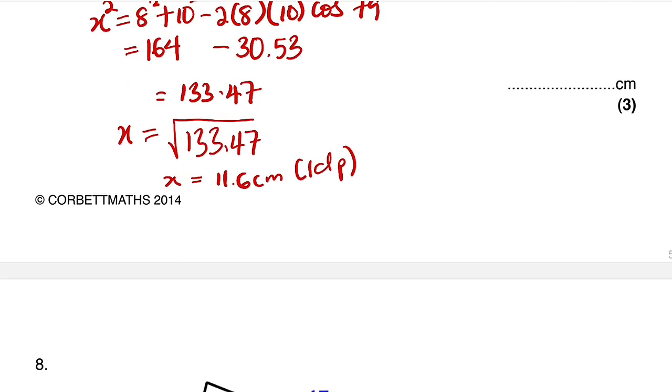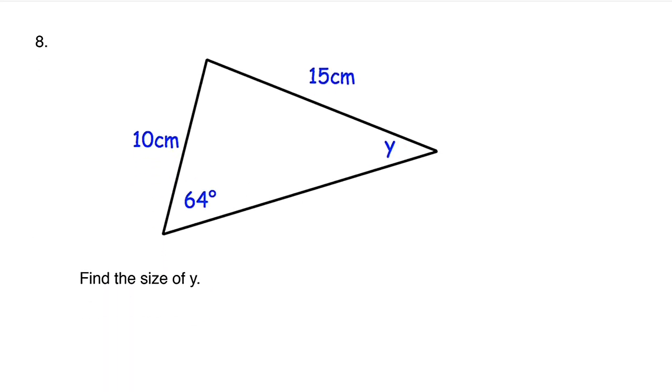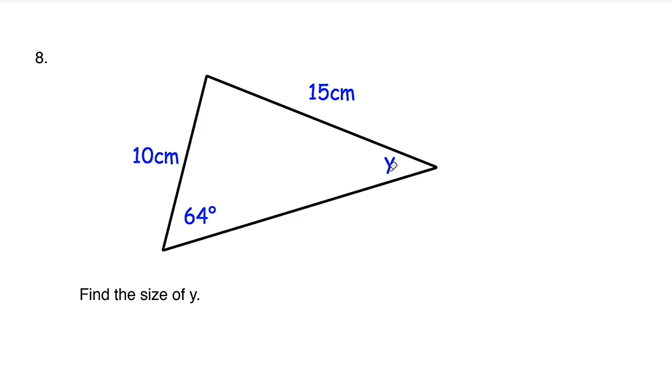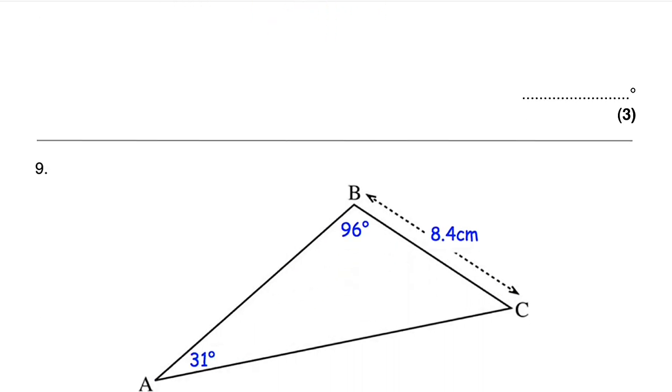All right. Now let us move on to question number 8. We are asked to find this angle here, which is marked y. So we have this opposite to this and this, so we can use sine rule. I think, let me leave this for you. 10 divided by sine of y equal to 15 divided by sine of 64 degrees. Work out for the value of y.